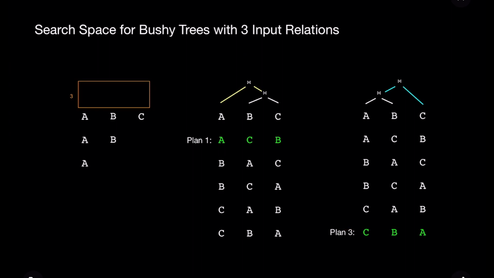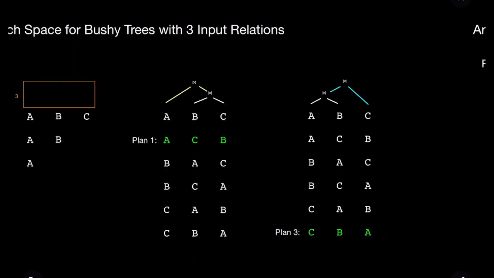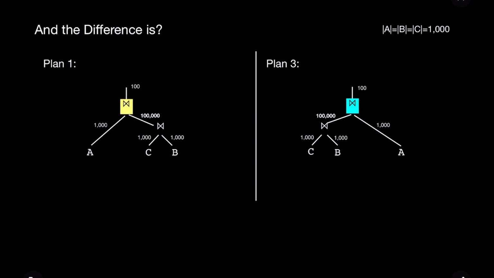So basically the number of possible plans for 3 relations is the number of structural binary trees times the number of relations factorial. That's the number of possible plans, and that goes through the roof pretty quickly.